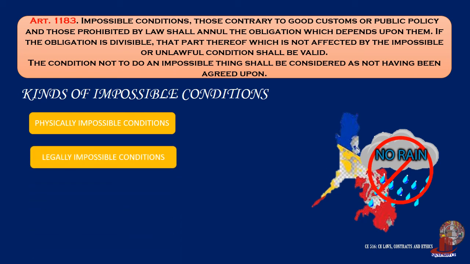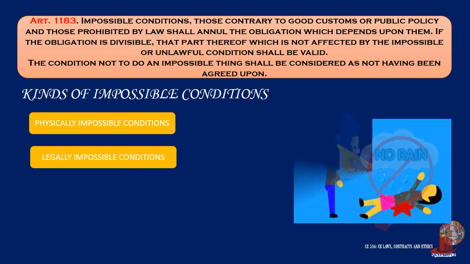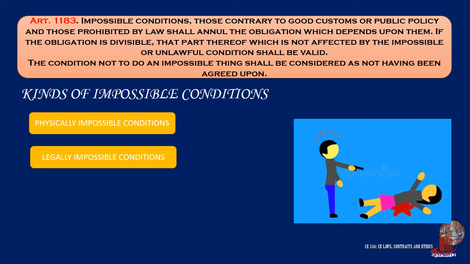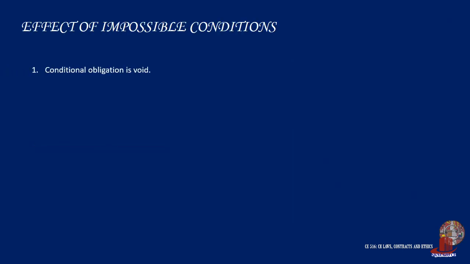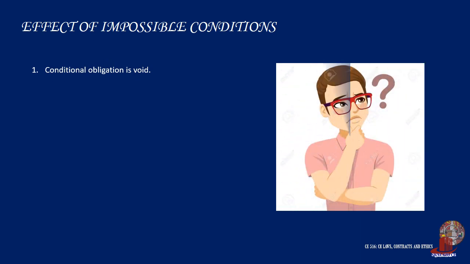Second, legally impossible conditions, when they are contrary to law, morals, good customs, public order, or public policy. Another example, you are going to be having a sum of money if you are going to kill somebody. There are different effects of impossible conditions. First, conditional obligations void. Impossible conditions annul the obligation which depends upon them. Both the obligation and the condition are void. The reason behind the law is that the obligor knows his obligation cannot be fulfilled. He has no intention to comply with his obligation.